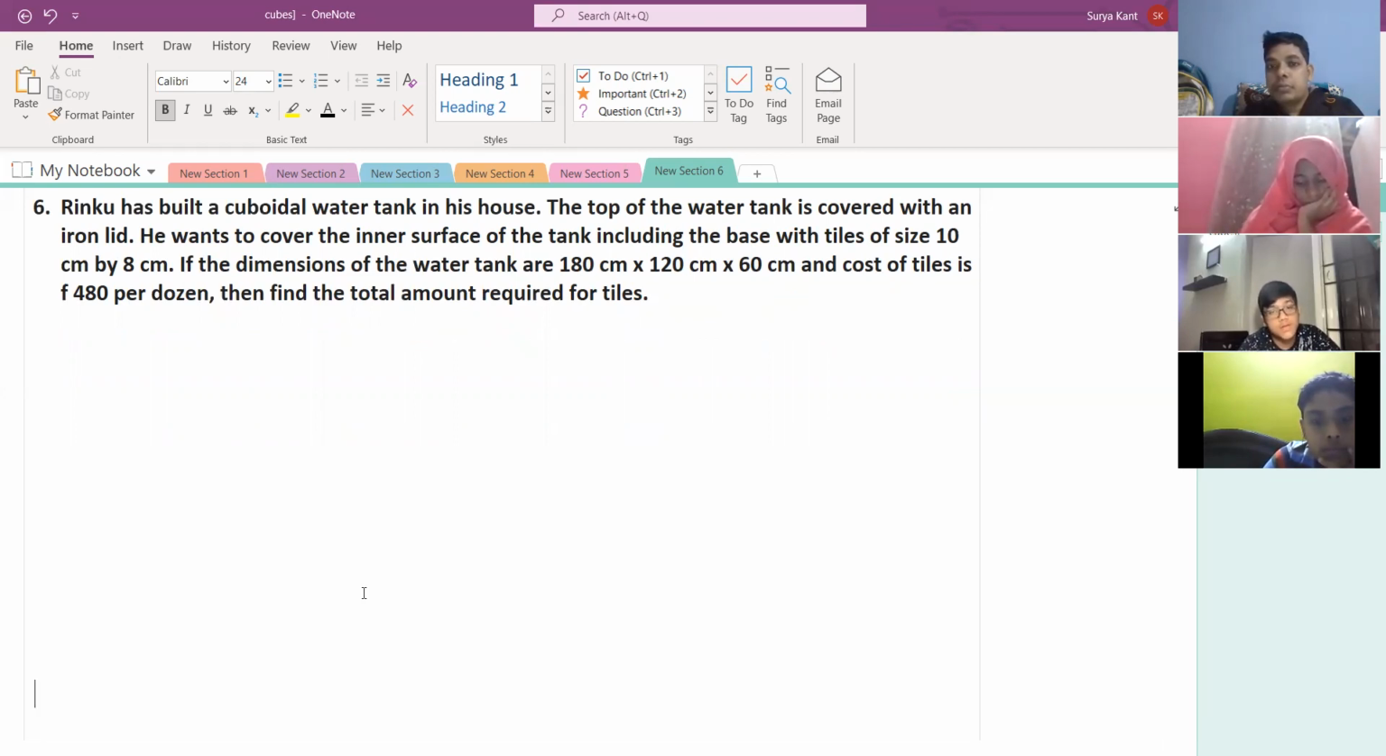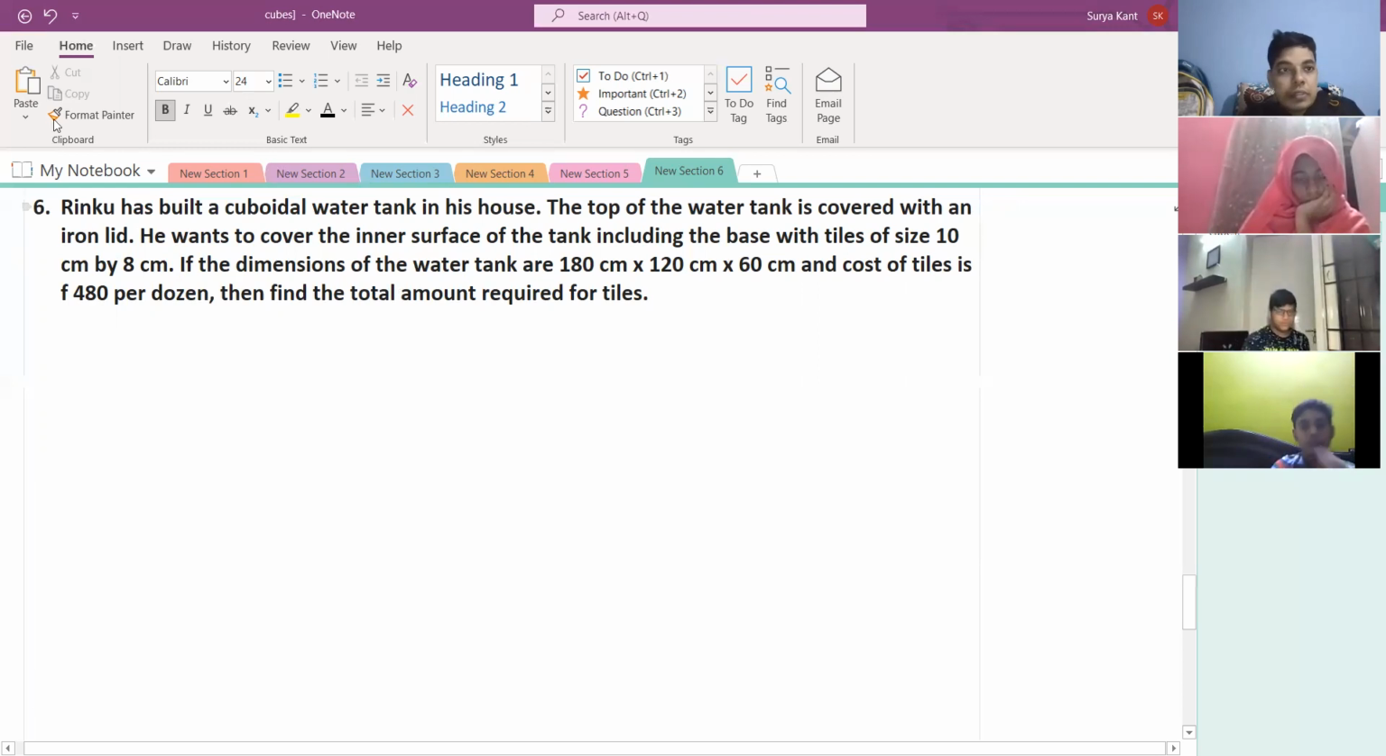So he's covering the CSA and the base. Cuboidal water tank in the house, top of the water tank is covered with an iron lid. He wants to cover the inner surface area of the tank, including the base, with tiles. The cost of the tile is rupees 480 per dozen. Okay, sir.